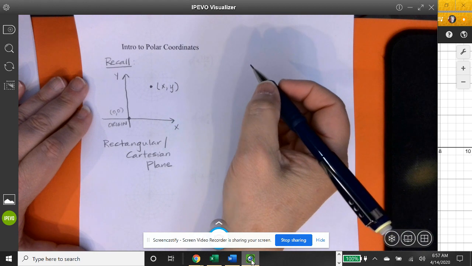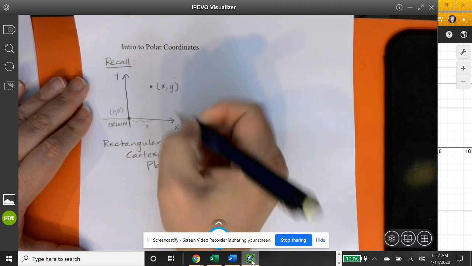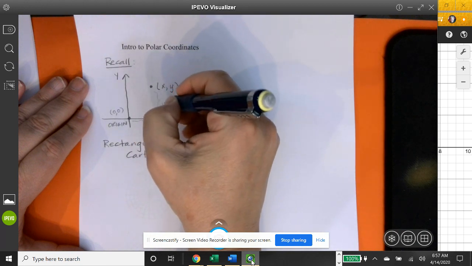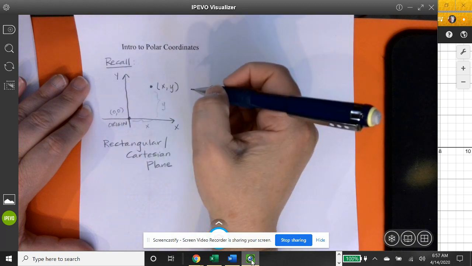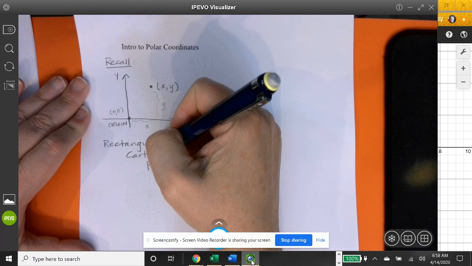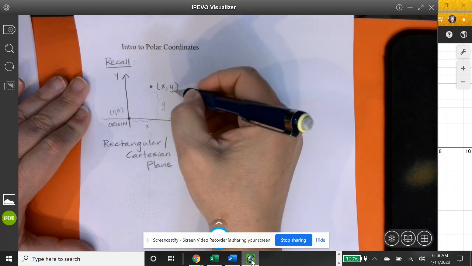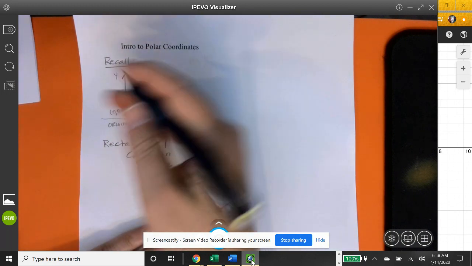Now, how did we get to xy? Well, we marched over x in the horizontal direction and we went up y in the vertical direction, and it got us to this point in space. And we could describe any point in space in this rectangular or Cartesian plane by an ordered pair xy coordinate. Okay, so that's what we're familiar with.